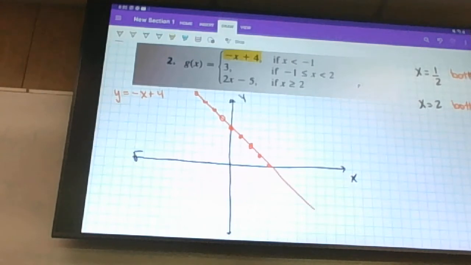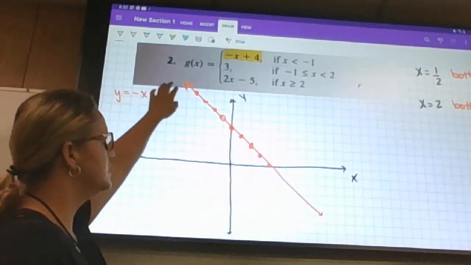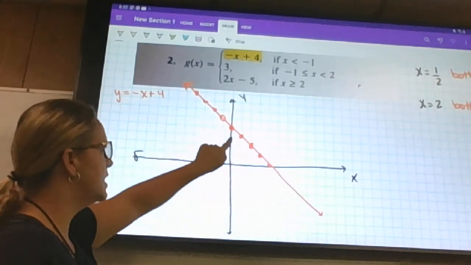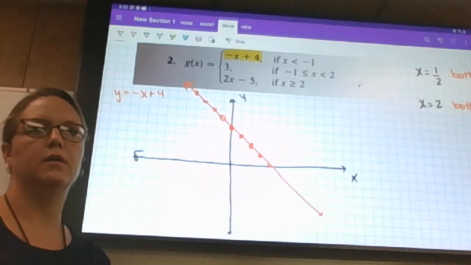How'd you guys do on graphing your straight line? Your line should be going down, because this has a negative slope. So I went down 1, right 1, down 1, right 1, down 1, right 1.